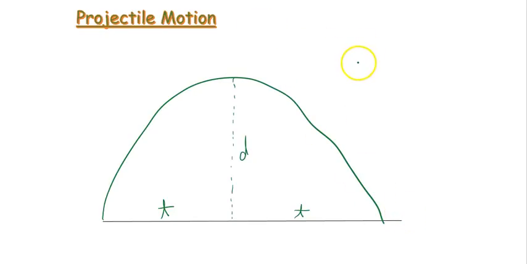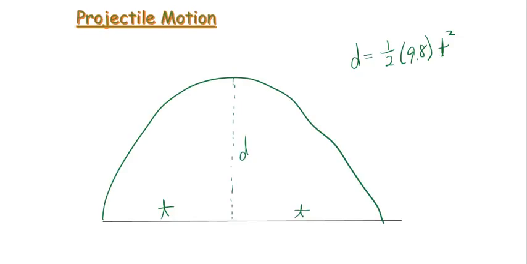Now that helps us because you have a formula. That distance, that height, is 1/2 times 9.8, or g, times t squared. Okay, and that t does still represent that half, that first half.